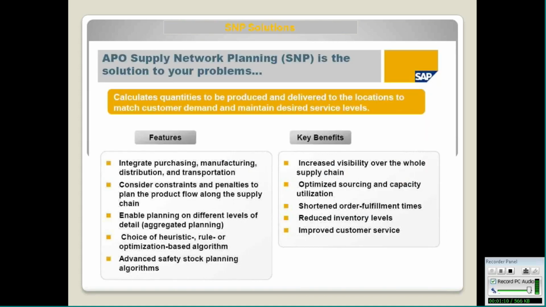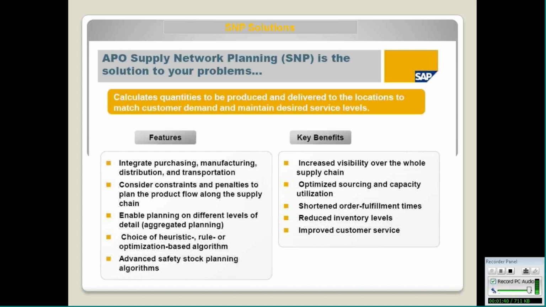And we can see the supply network planning features and benefits here. The features are what exactly it is doing, and the benefits are the output, or the business benefits we will get. First, in SNP we can divide the planning into three parts: one is the planning, another is the deployment, and another is the TLB, transportation load builder.